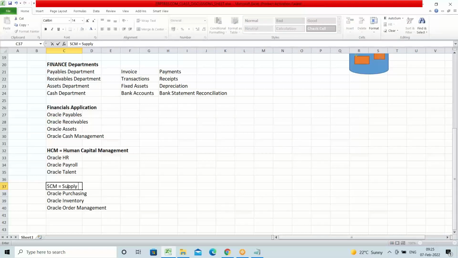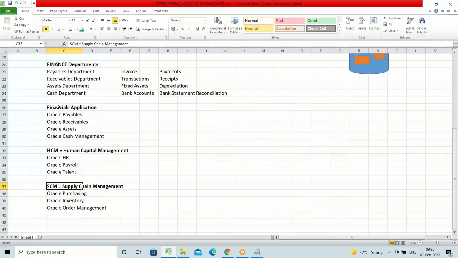Supply chain management. Don't think it's complete information. Slowly I'll be adding. If you already know these applications, don't think you're missing something. I'll keep adding the stuff so that you will be able to understand the complete information very soon. SCM, supply chain management.